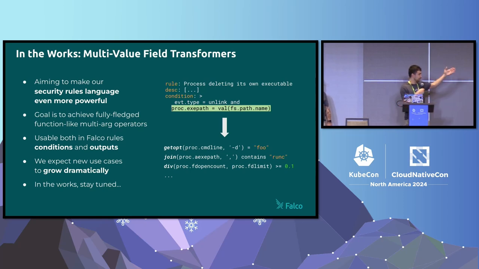For example, parsing POSIX compliant command line arguments, concatenating strings. For example, if you want to have the entire process lineage when you have a certain detection or a certain thread, or even mathematical functions like the one shown. So I think the possibilities are a bit endless at this point. We are working on it. Stay tuned. It may come up in the next Falco release.